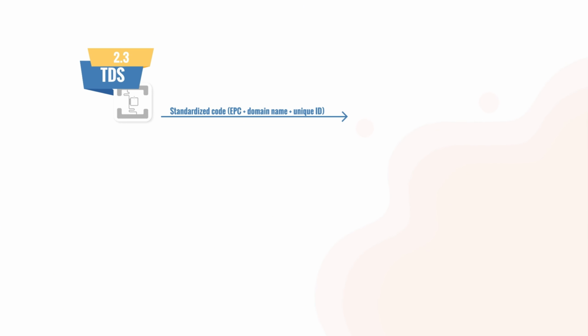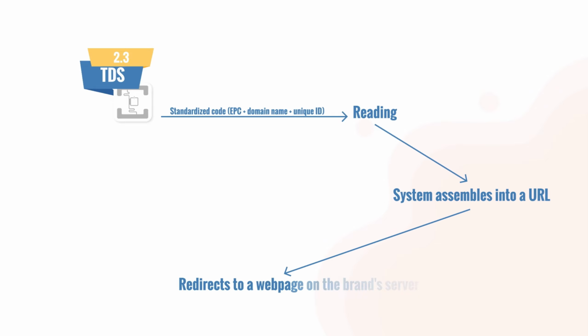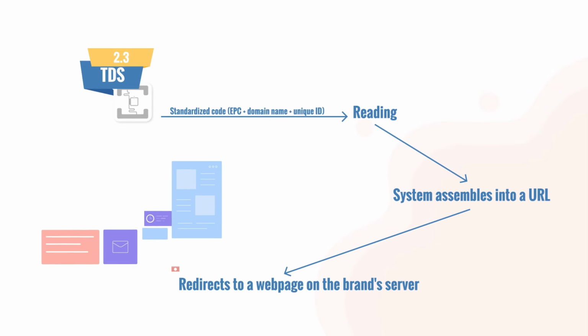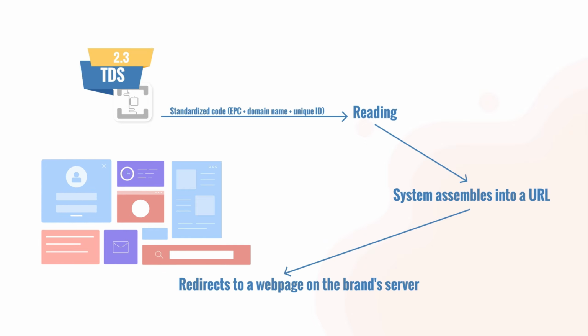Second, TDS 2.3 is valuable when the tag needs to connect to a page controlled by the brand or asset owner. The RFID tag does not store the full web page. It carries standardized identity data that can be resolved to more verification pages.